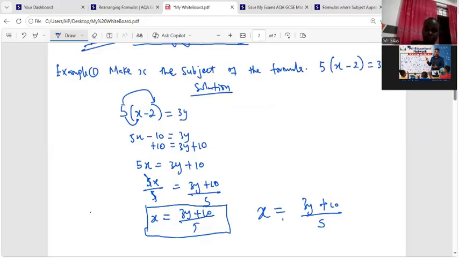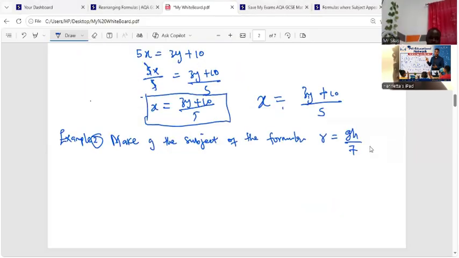Okay, so we have our solution. We have r equal to gh over 7. So what do you think we are going to do? Do you have an idea of what we are going to do first? We are making g the subject of the formula. Should I go ahead and explain this one?